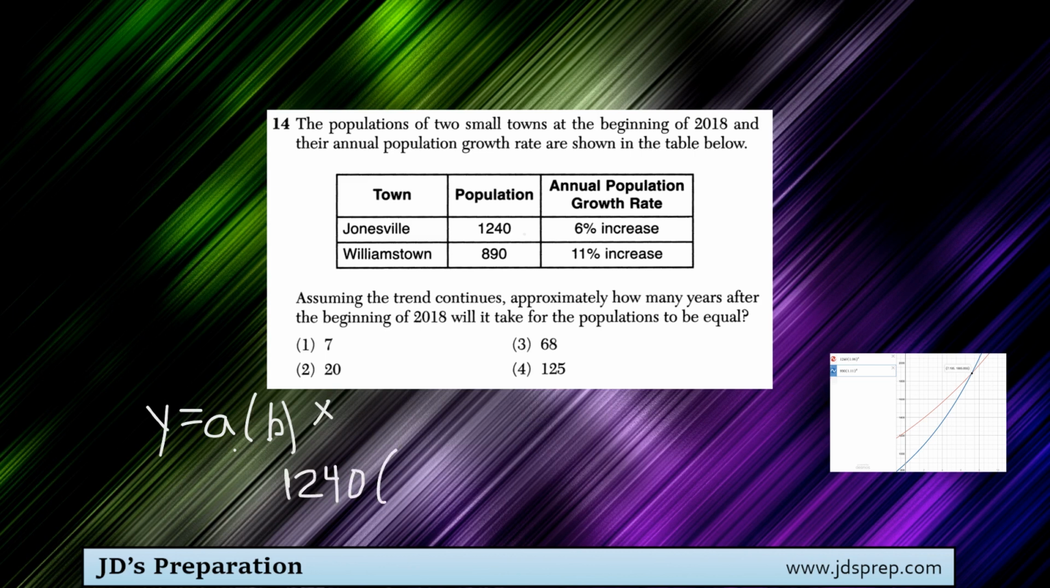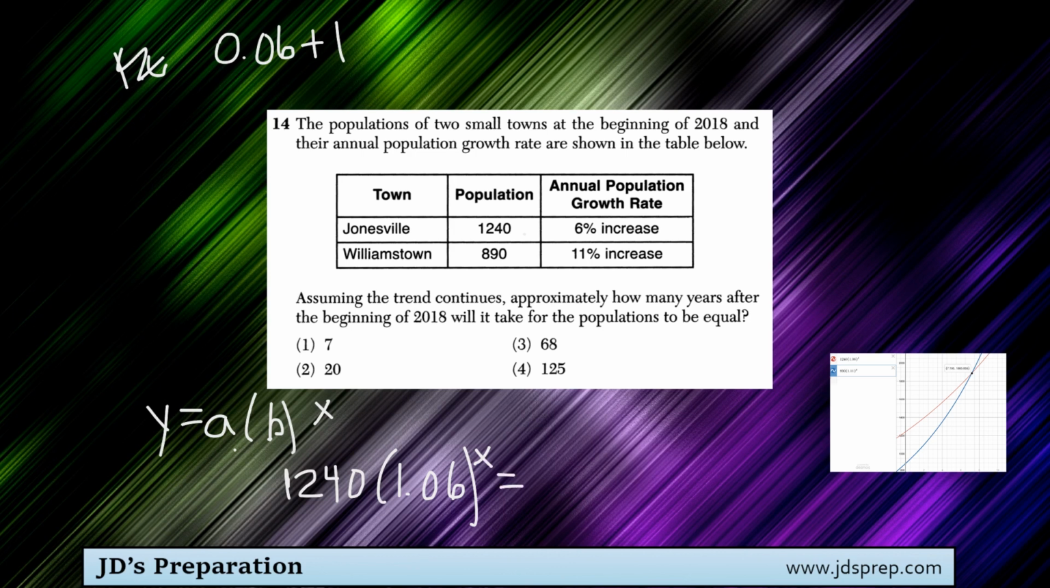So for Jonesville, the initial population is 1,240, and we're going to be multiplying it by 1.06. And how did I get 1.06? Well, I took 6% as a decimal, 0.06, and added 1 to it. And so that's going to be to the power of x. So that equation represents the population growth of Jonesville.